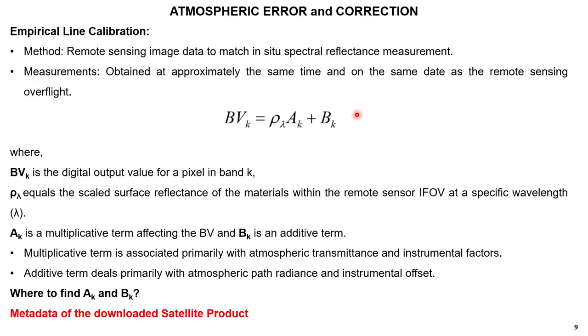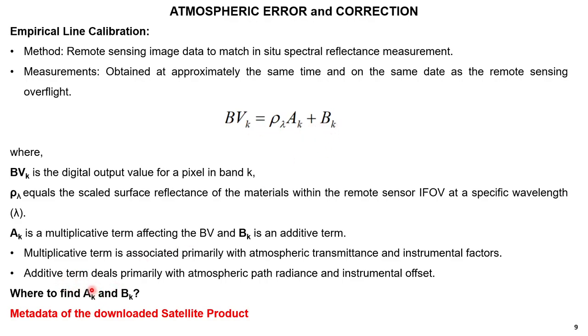This is the equation of a straight line. Your left hand side is the brightness value, then rho is the reflectance, A is one constant and B is one constant. We call A the multiplicative constant and B the additive constant. Or you can also say A as gain and B as offset. So this is nothing but the basic equation: corrected reflectance is equal to the top of atmospheric reflectance into gain plus offset. The same equation, represented in a different way.